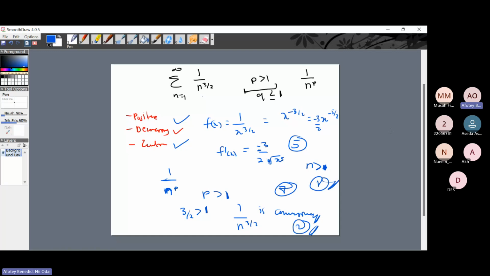Tomorrow we'll have our last section. For the last session, we'll just be doing the comparison, limit comparison, alternating, and the absolute convergence. That's basically what we will be doing.